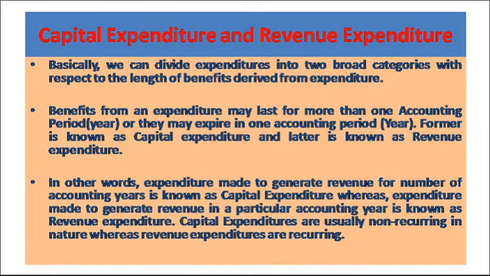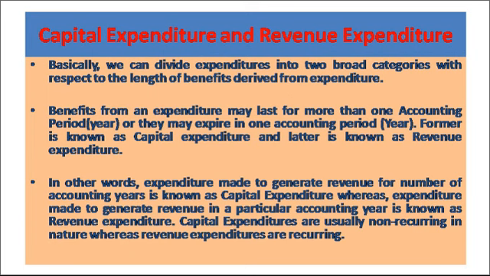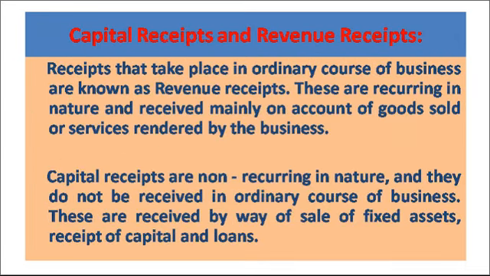After that, we have learned the differences between capital expenditure and revenue expenditure, and between capital receipts and revenue receipts. These four items are the most important items for preparing final accounts. Why? Because all capital nature items should be recorded in the balance sheet. All revenue nature items should be presented in the profit and loss account.